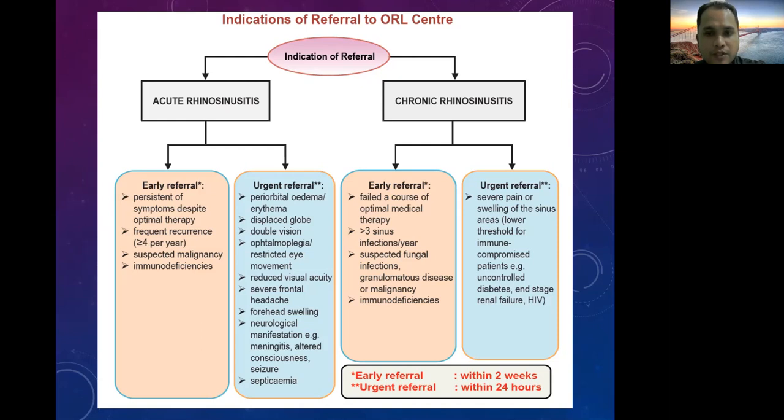If the patient has severe frontal headache, forehead swelling, and also neurological manifestation, we suspect the infection has already extended intracranially, so we also have to refer urgently. But if the patient has frequent symptoms, we suspect it's malignant, or the patient has persistent symptoms despite optimal therapy, this patient needs early referral, at least within 2 weeks.